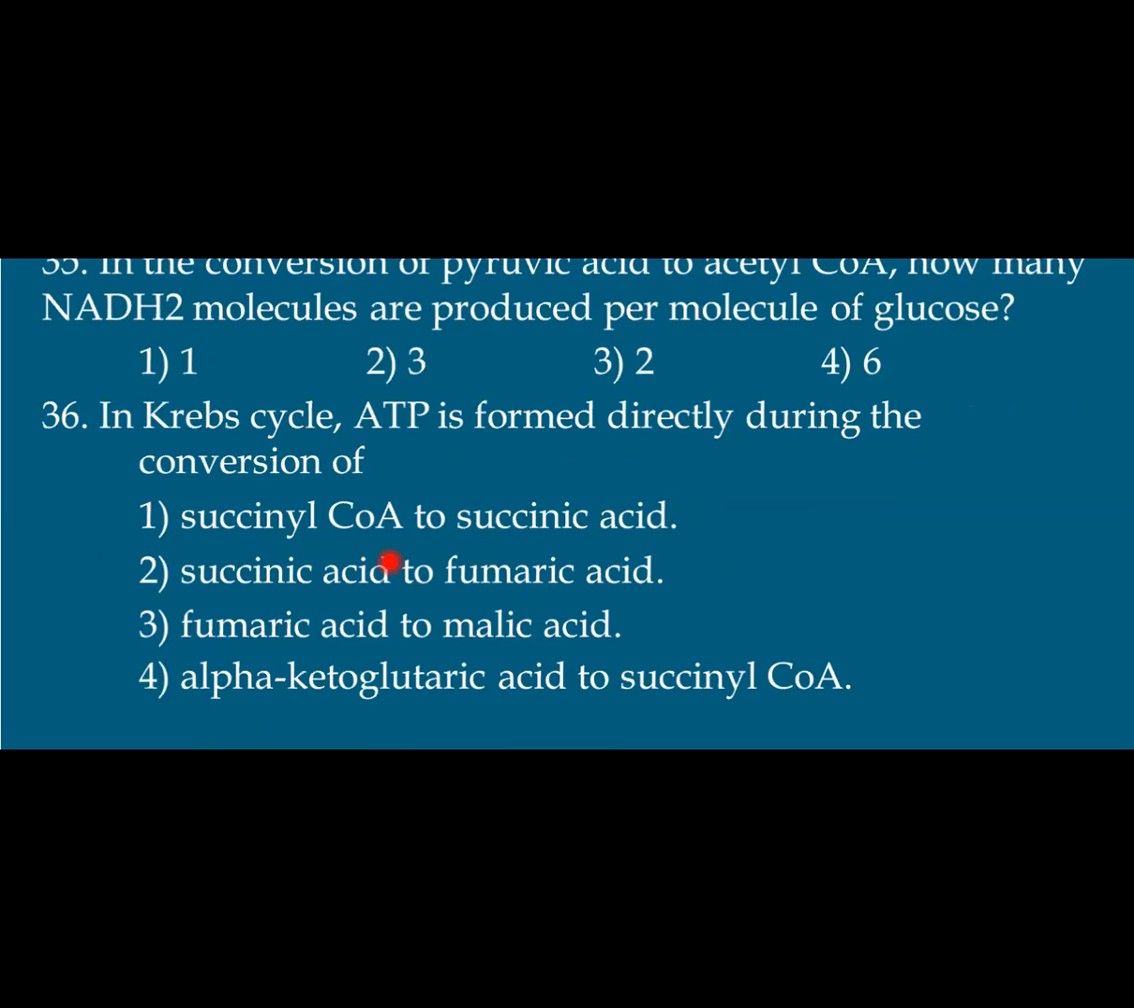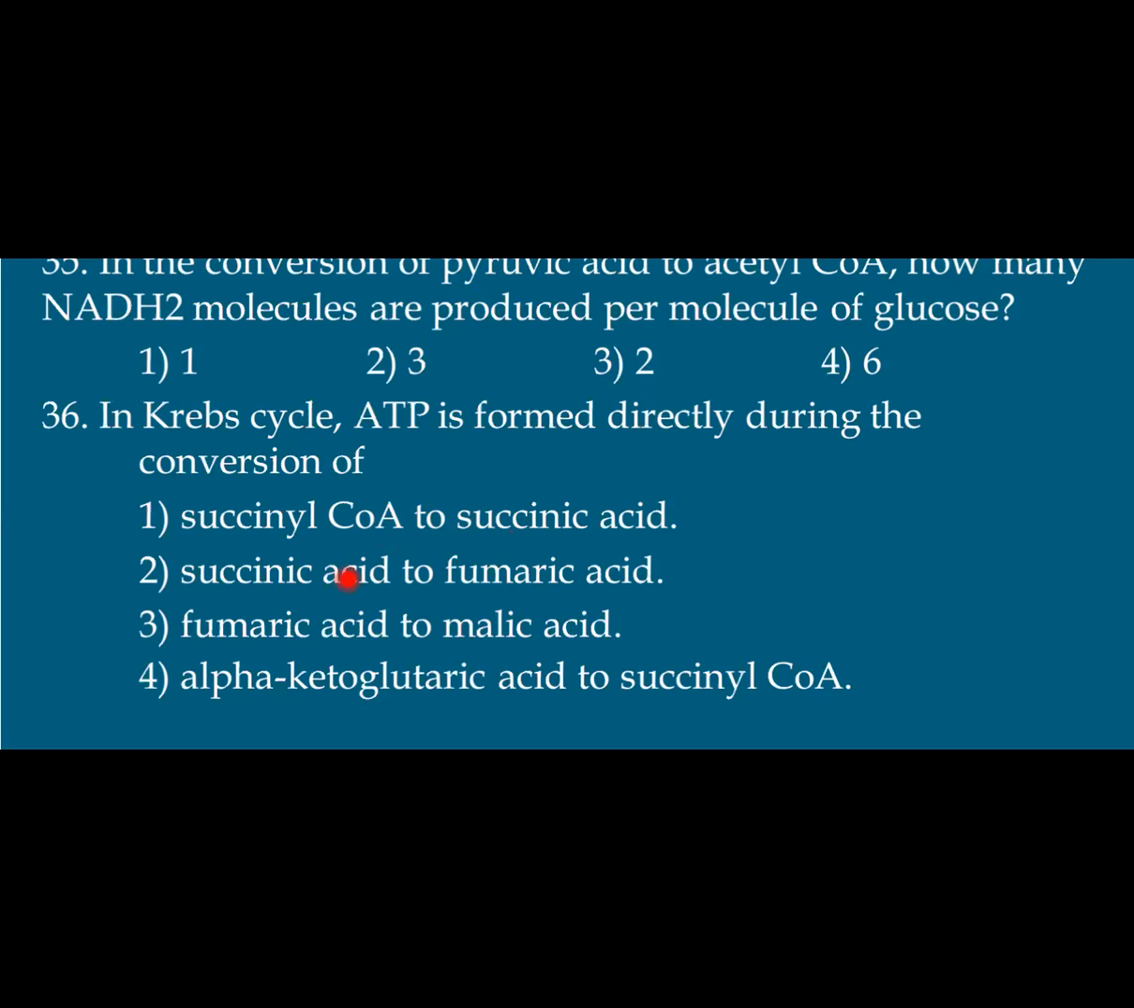The ATP is formed directly in the first step, that is succinyl-CoA to succinic acid, and this step is called substrate level phosphorylation. I have already said, this is the only substrate level phosphorylation in Krebs cycle, where you get one molecule of GTP first, and then that GTP converts to ATP. So option 1 is the answer.